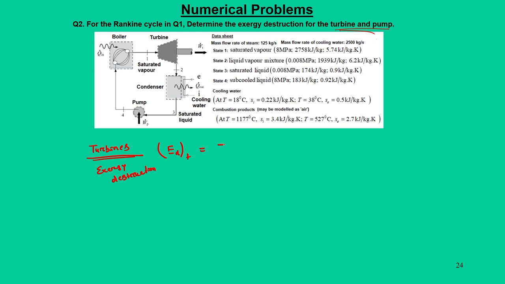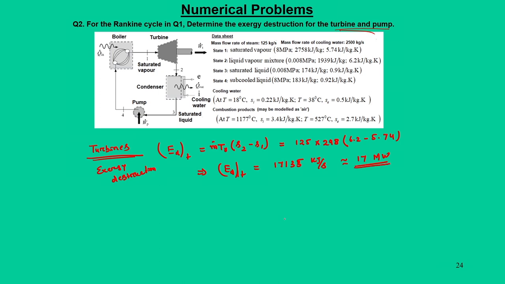By simple expressions, that is T0 times m dot times, for the turbine, S2 minus S1. So, with m dot as 125, T0 as 298, and S2 minus S1 as 6.2 minus 5.74, this will give you the exergy carried by the fluid in the turbine, or exergy destruction in the turbine, as 17135 kilojoule per second. So, approximately 17 megawatt.